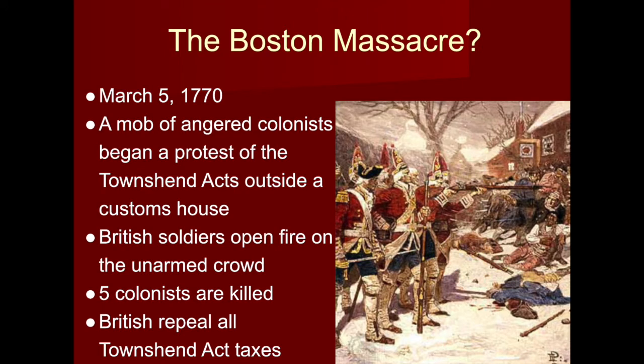This is the Boston Massacre, when British soldiers fired upon unarmed colonists in Boston, Massachusetts. This is an event that would lead to the American Revolution and eventually American independence. There was two extremely different perspectives on who was at fault for the massacre.